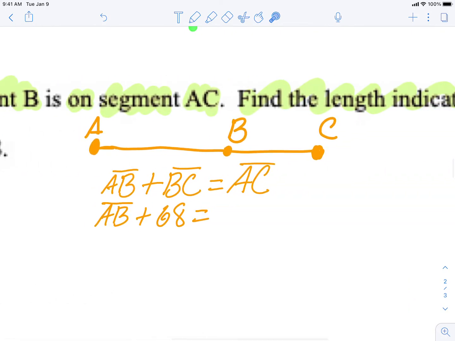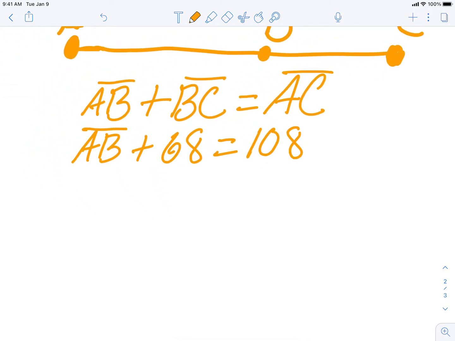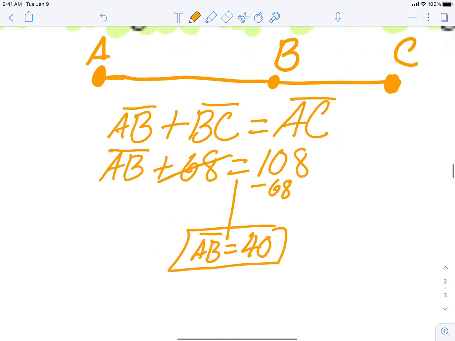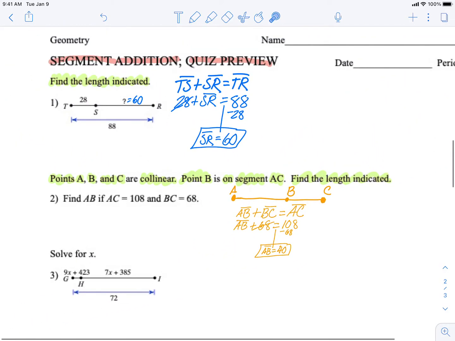So AC is 108. And this looks very familiar, guys, right? Just a regular old equation. So I'm going to move my 68 over as minus 68, and I get AB is equal to 40. So that means from A to B, from here to here, is equal to 40. Perfect. There we go. We got our first two problems here, right? Again, pause if you need to copy or rewind if you're not sure.